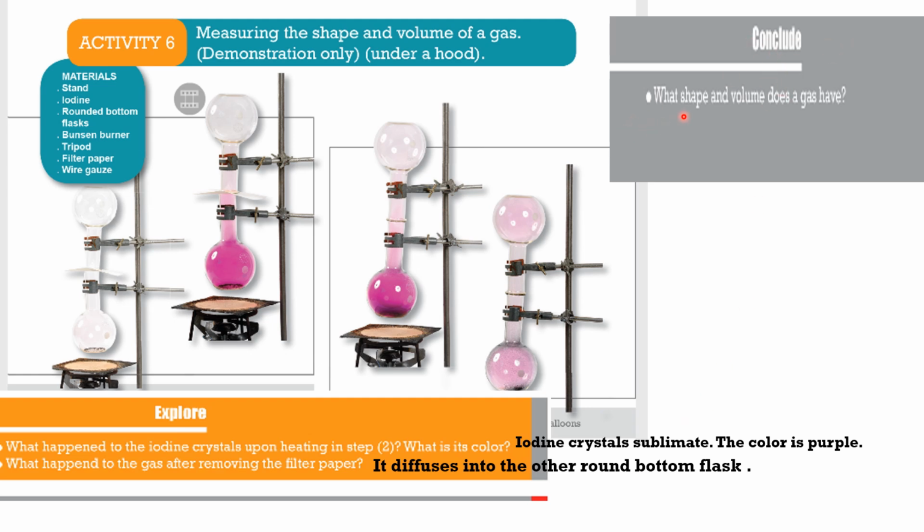Conclude. What shape and volume does a gas have? The shape and the volume of a gas take that of a container. So, gas has indefinite shape and indefinite volume.